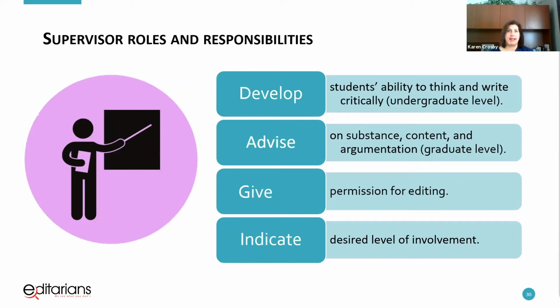If it needs editing and the university allows it, the supervisor is likely going to recommend to go get an editor. And at that point, the supervisor's level of involvement varies. A small percentage want to see the editors tracking. This approach tends to be cumbersome and time-consuming, but it does occasionally happen.